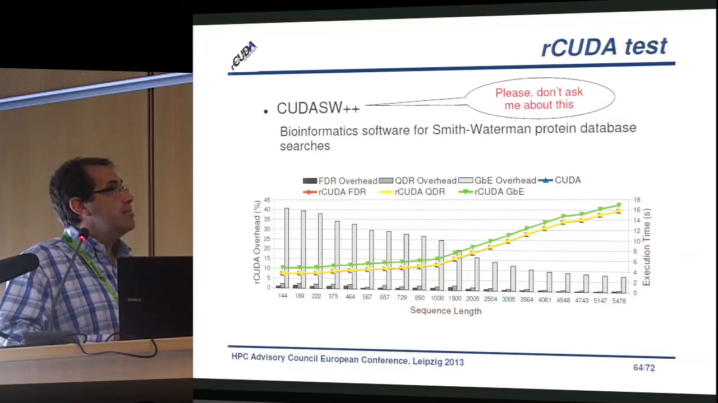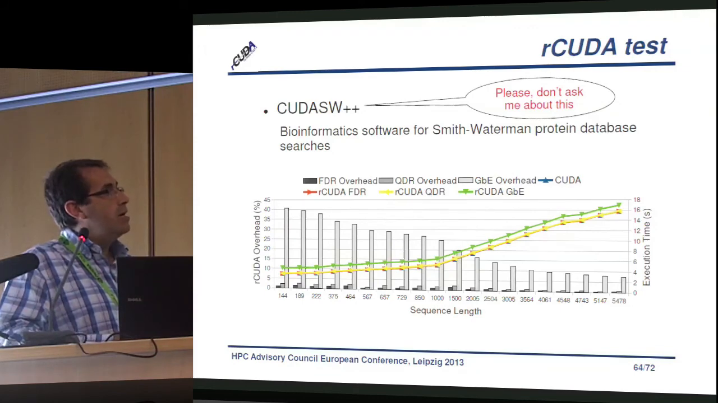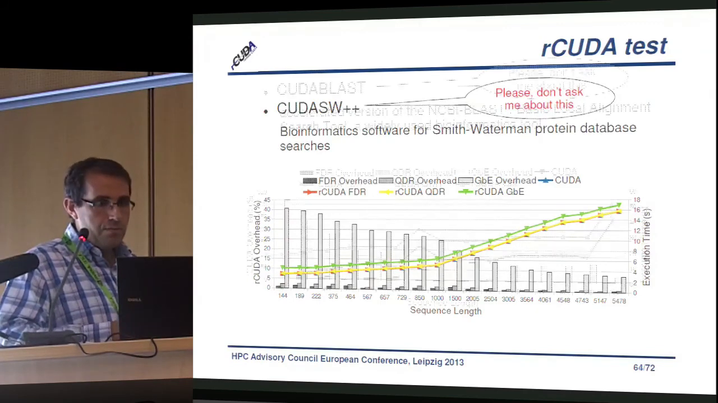Here you can see that the lines of CUDA, the blue one, and rCUDA in FDR and QDR are almost showing the same time for the execution. The bars indicate the overhead of the FDR and QDR and gigabit Ethernet. InfiniBand overhead is almost negligible in this execution.